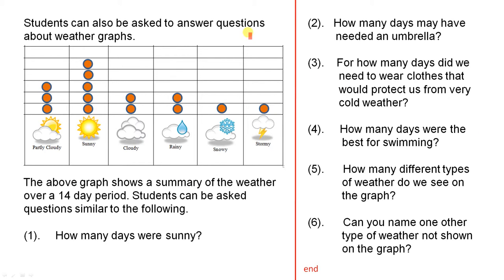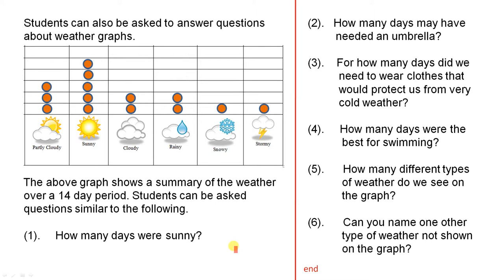Students can also be asked to answer questions about weather graphs. Now, you can give them the graph and then they can be asked questions. So the above graph shows a summary of the weather over a 14-day period. Students can be asked questions similar to the following. So for example, it was partly cloudy on 3 days, sunny on 5 days, cloudy on 2, rainy on 2, snowy on 1, and stormy on 1.